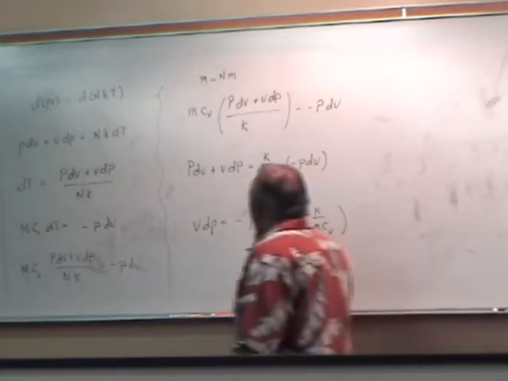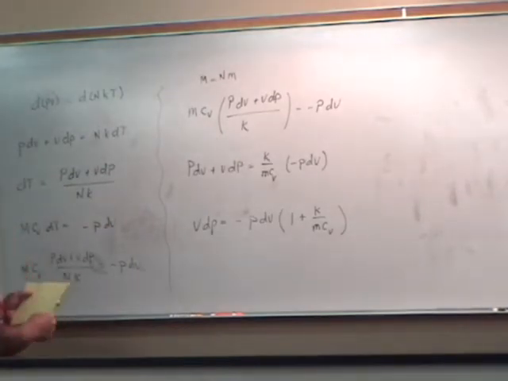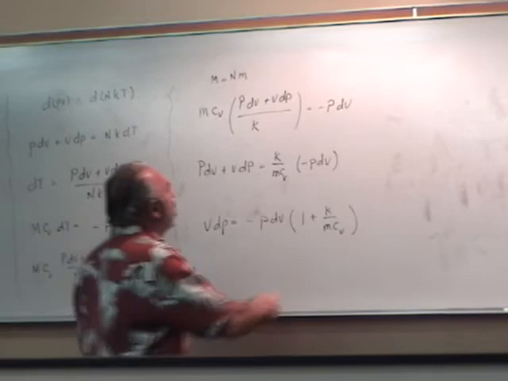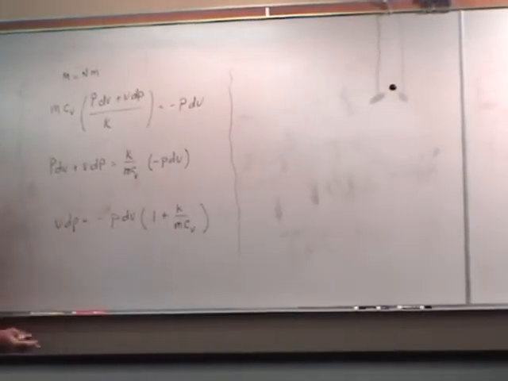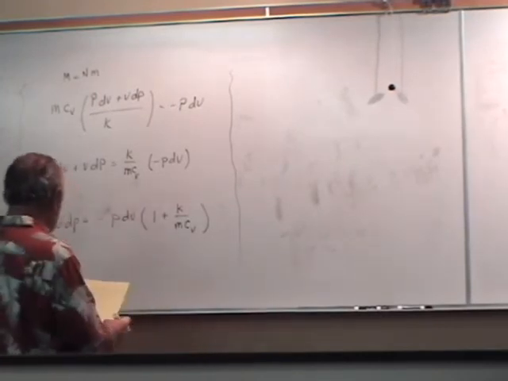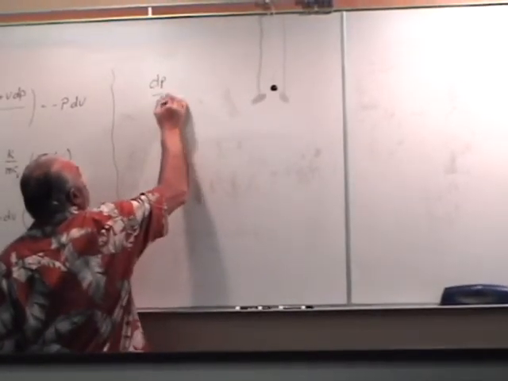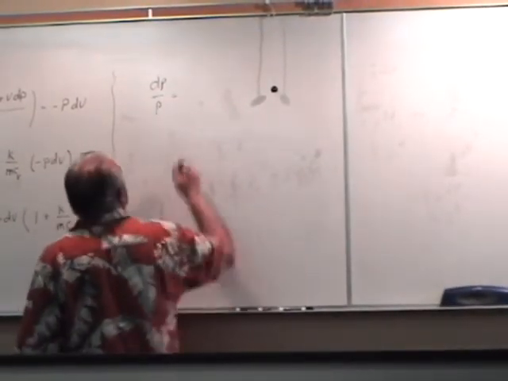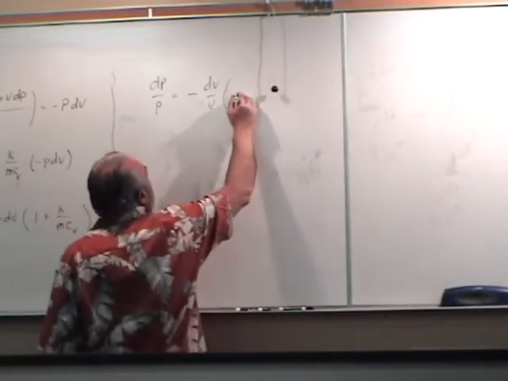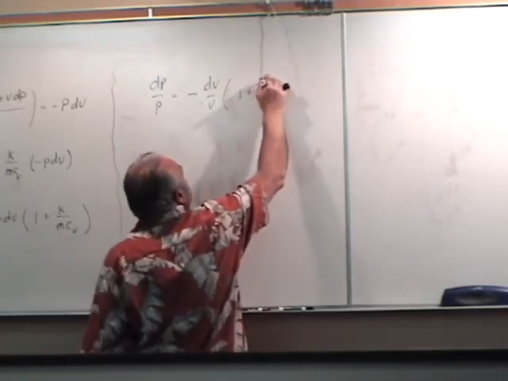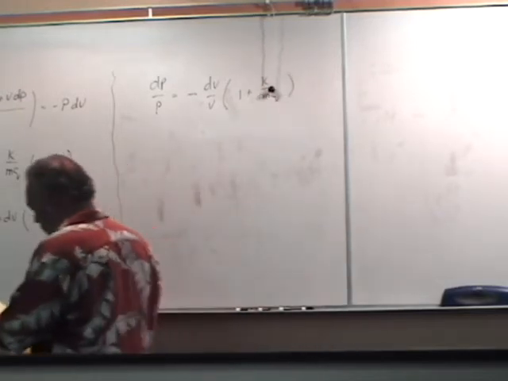Well, good. We're on the road to what we want. I can rearrange things like this. Let's see if this comes out the same. I'll put the P over here, I'll put the V over there for obvious reasons. And did I keep the minus sign over there? I did. So I have dP over P equals minus dV over V times 1 plus k over m c sub v, like that.